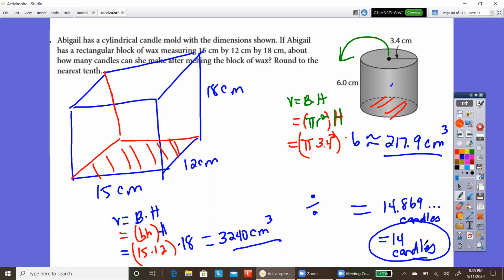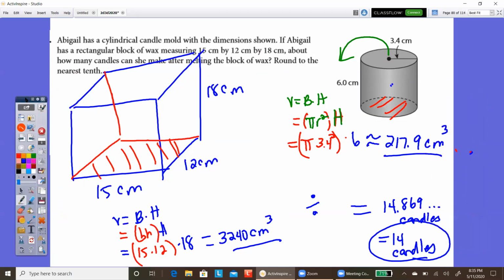It's not like the paint application where you have to round up to buy the next gallon of paint. This is how many full candles will you make. Okay, so it'll be about 14 full candles. Now I know they said to round to the nearest tenth. Well, if you say to the nearest tenth, then it would be 14.9. But in terms of the real world application, it would be 14 candles that can be made.